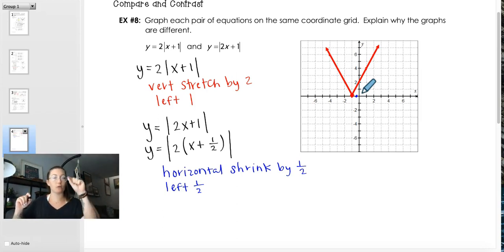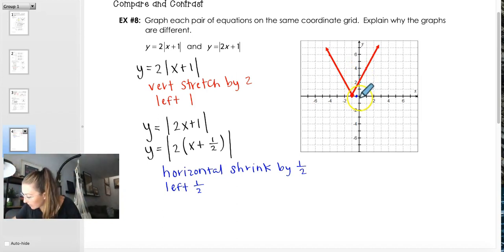So normally I go over 1, up 1, over 1, up 1, over 1, up 1. Okay, well, instead of going over 1, I need to go over half that. So now it's going over a half, up 1, over a half, up 1, over a half, up 1, and so on and so forth. So let's go ahead and follow that pattern. So I'm going over a half, up 1, over a half, up 1, over a half, up 1.